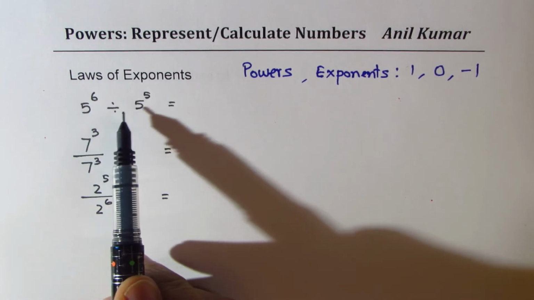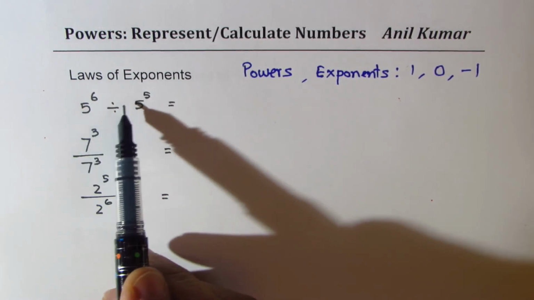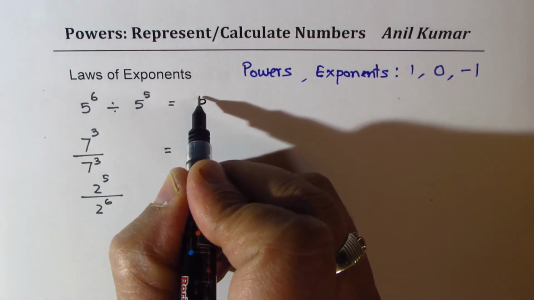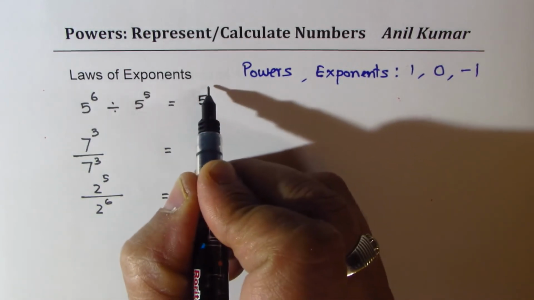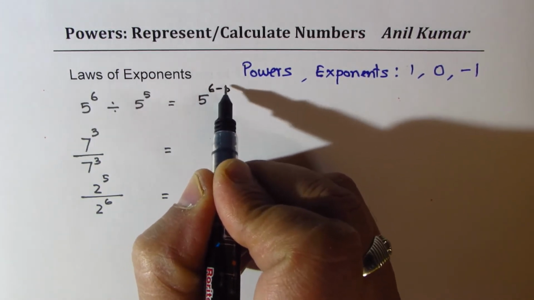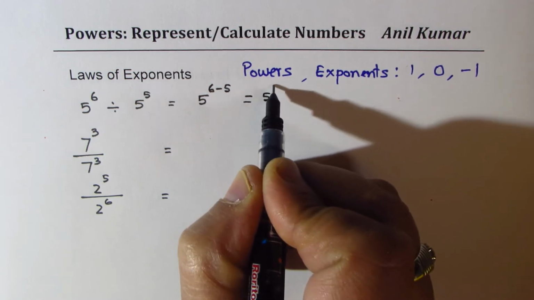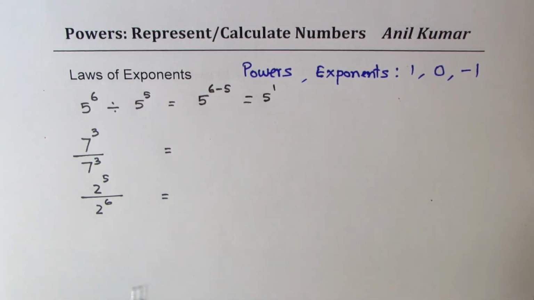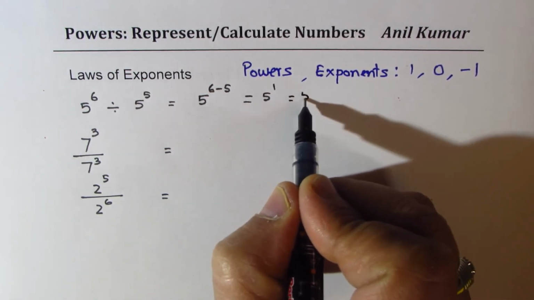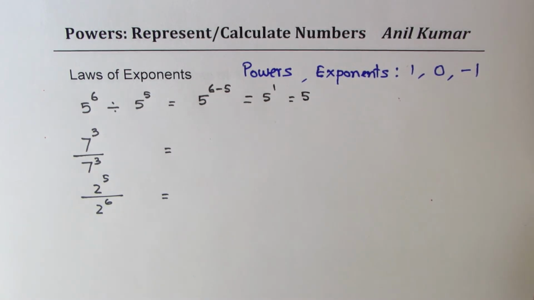So when it is divide, you subtract the exponents. What you get here is 5 to the power of 6 minus 5, which is 5 to the power of 1. Now 5 to the power of 1 is 5. How are we sure? Now let's answer this question.